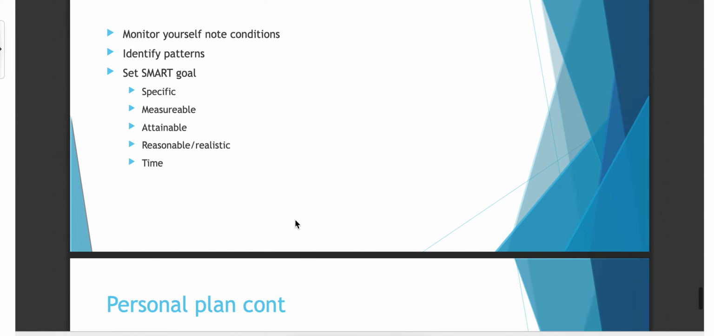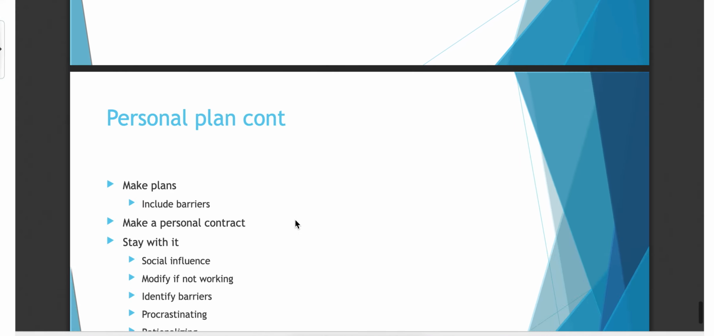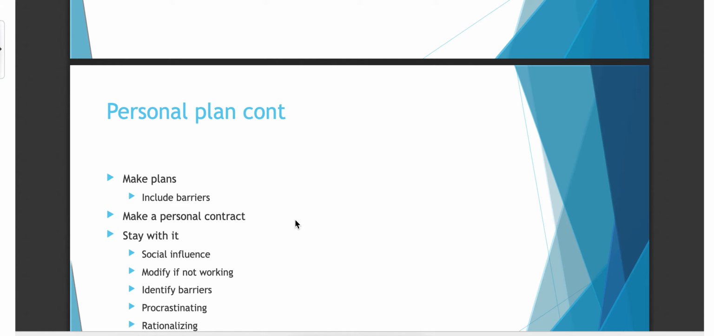Other things about making that plan personal: make plans, like plan out how you're going to achieve your behavior and include your barriers so that you can work your way around them. Realize I've said that you need to look at your barriers like 15 times throughout this particular chapter. It's super important when it comes to your behavior change, identifying those barriers.